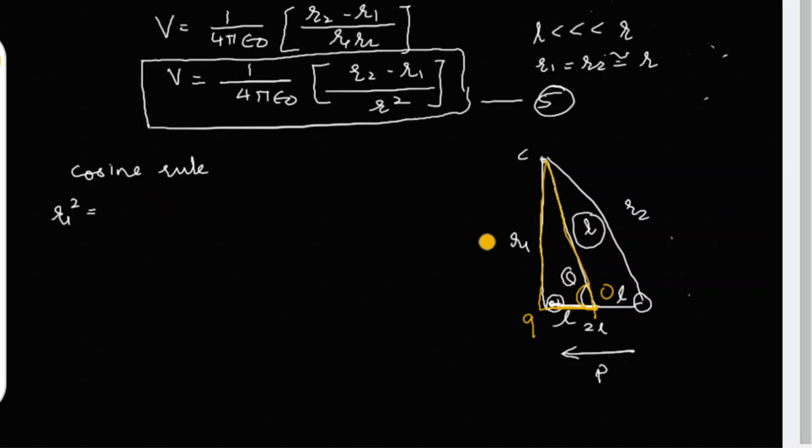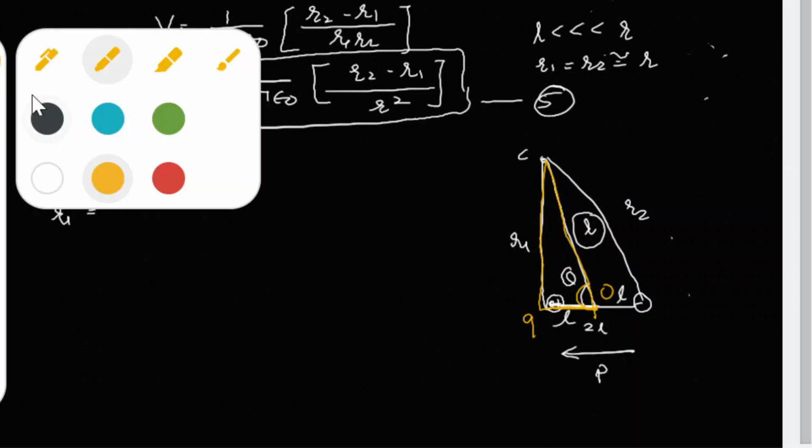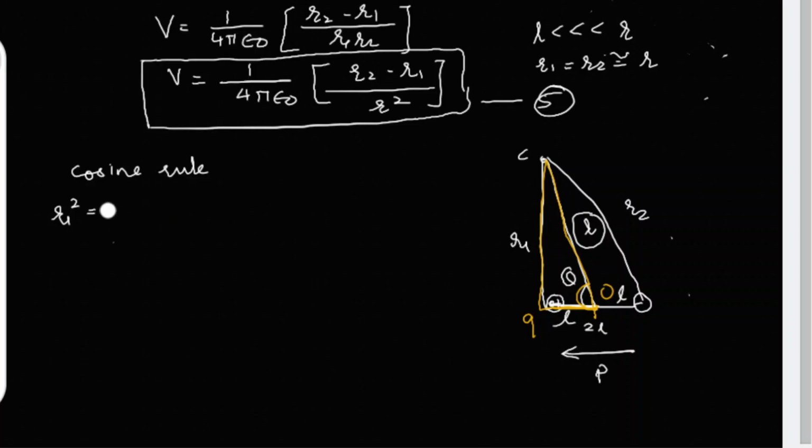In this triangle I can say one side of this triangle is R, so R square plus L square, and minus, because this is an acute angle, so minus R L cos theta. This is our equation number 5. Let us consider it as 6.